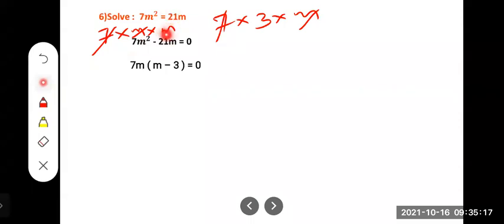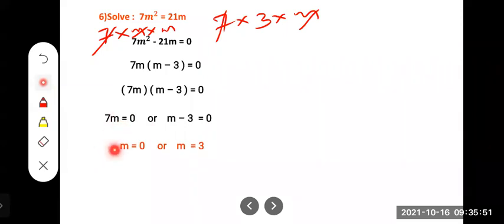Clear? Now it is left out m and 3. In between minus sign is there. So m minus 3. Clear, children? So 7m into m minus 3 equal to 0. Now, the next one. Now you see 7m into m minus 3. Here also two terms are there. Equate each term to 0. So what you will get? 7m equal to 0 or m minus 3 equal to 0.